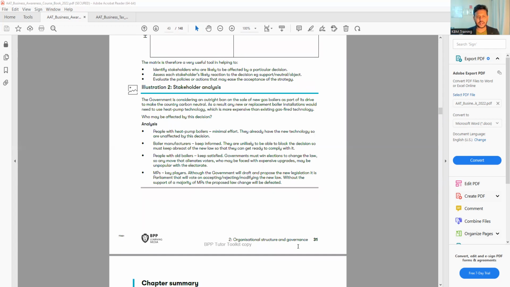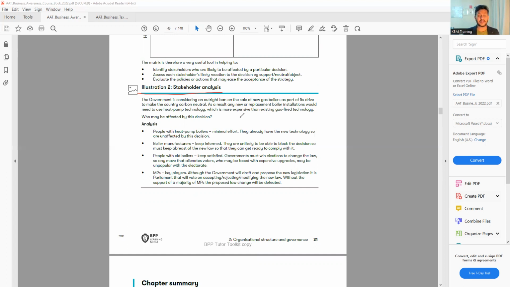Okay, let's read this one quickly. Illustration number 2 is stakeholder analysis. The government is considering an outright ban on the sale of new gas boilers as part of its drive to make the country carbon neutral. As a result, any new or replacement boiler installation would need to use heat pump technology, which is more expensive than existing gas-fired technology. Who may be affected by this decision?